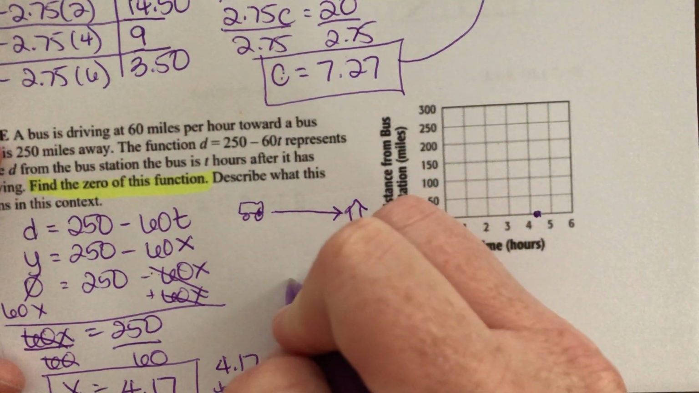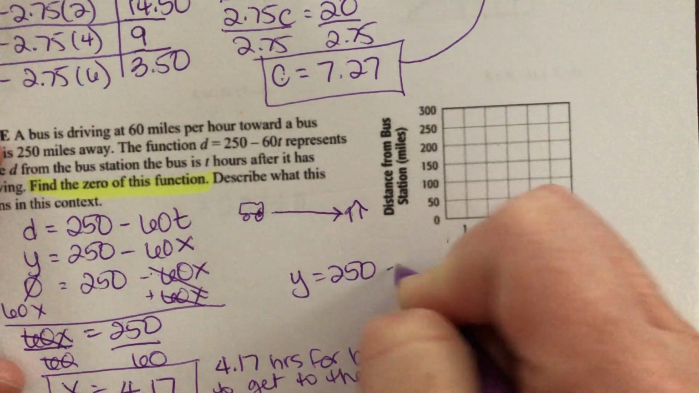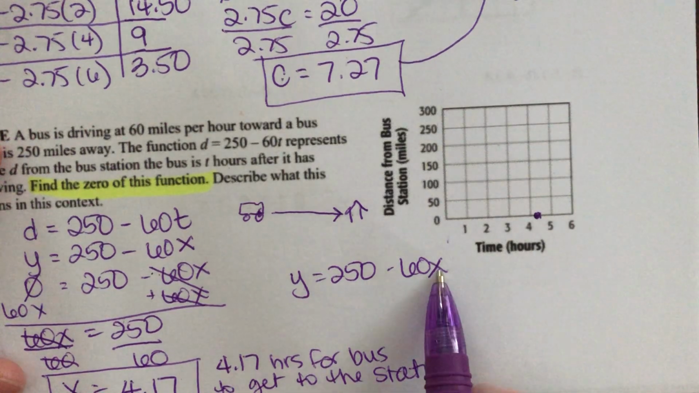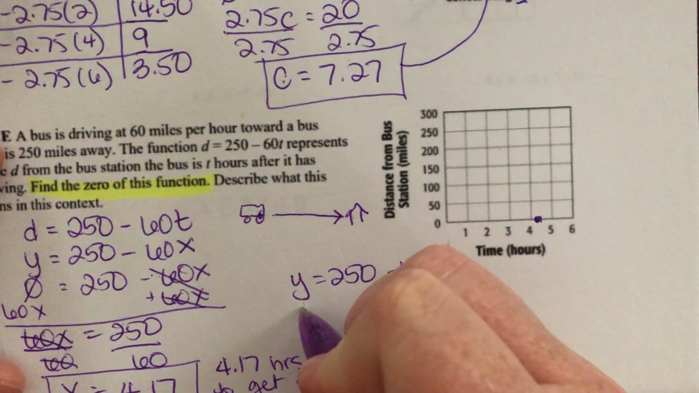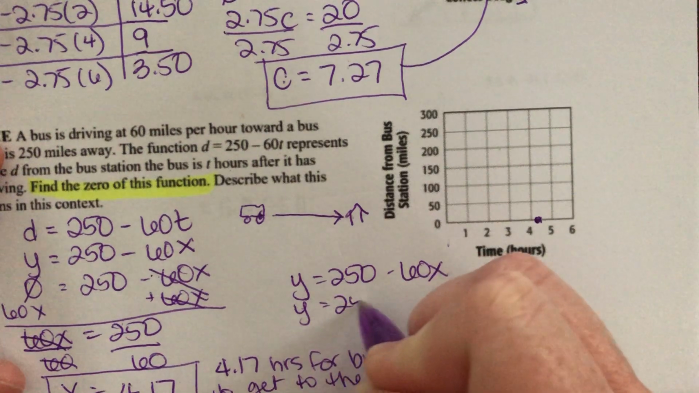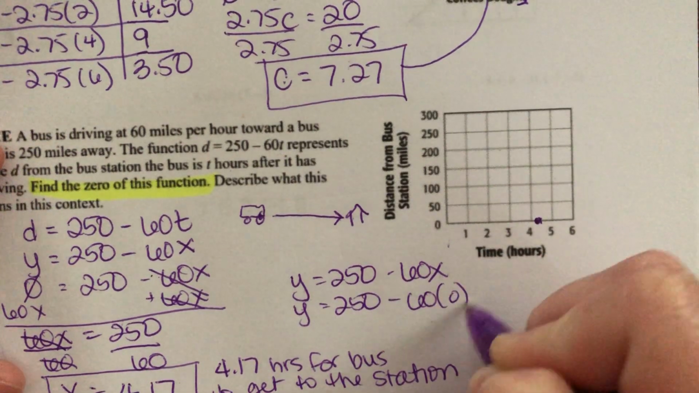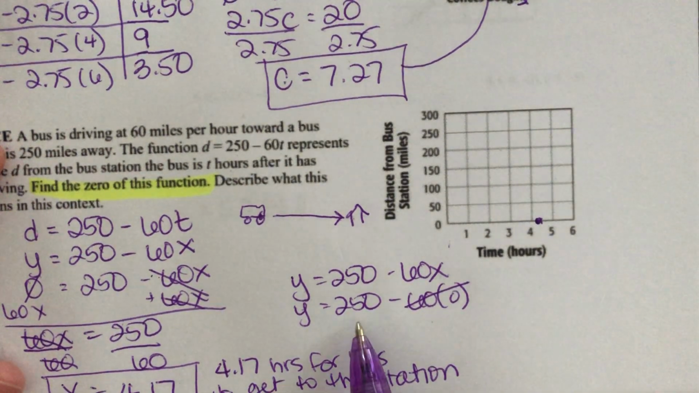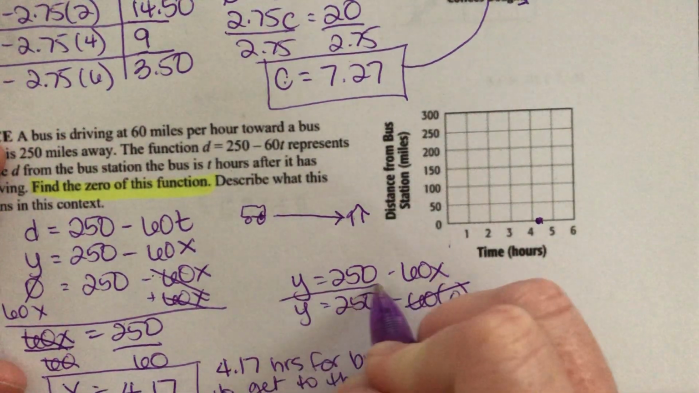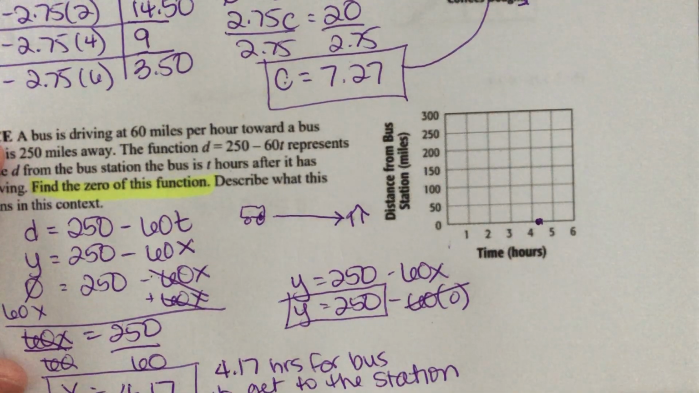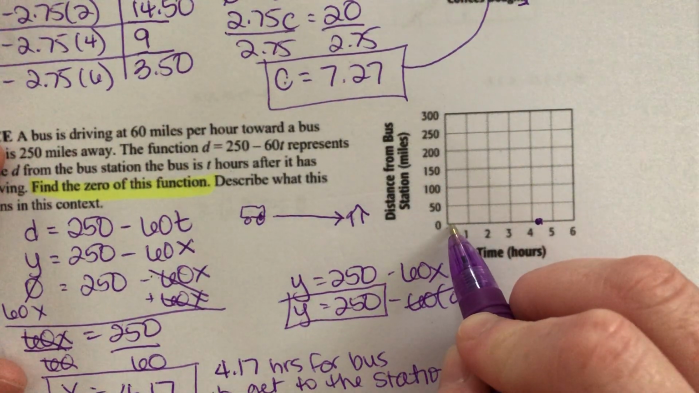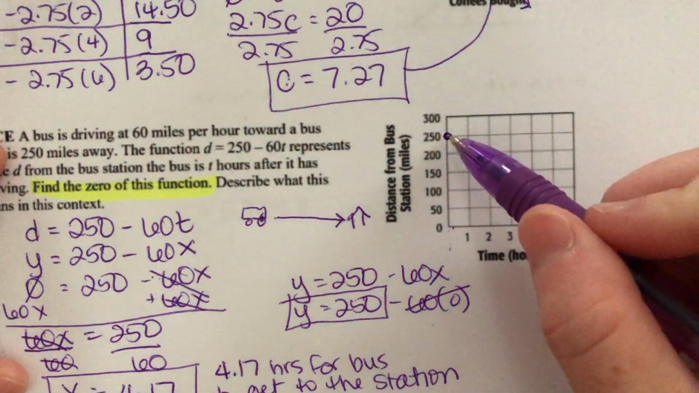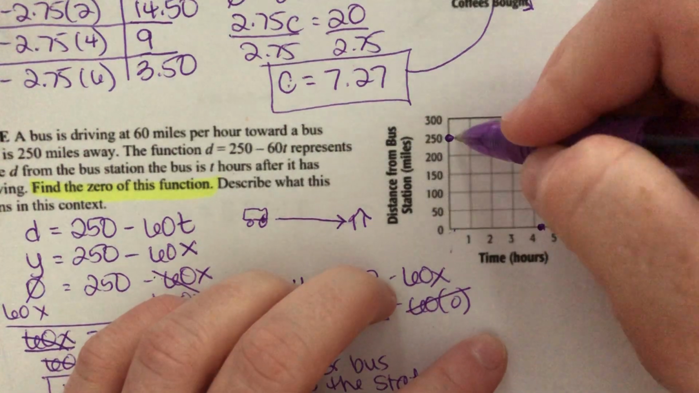So my equation that I used was y equals 250 minus 60x. I already plugged 0 in for y to solve for x, so now I'm going to plug a 0 in for x to solve for y. So y equals 250 minus 60 times 0. 60 times 0 is just 0, right? It goes away. And 250 minus 0 is just 250. So my y-intercept is 250. So when x is 0, y is 250 right here. And once I have 2 dots, I can connect them with a line, right?